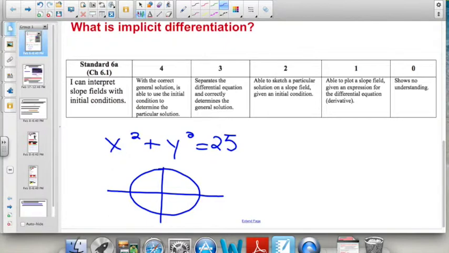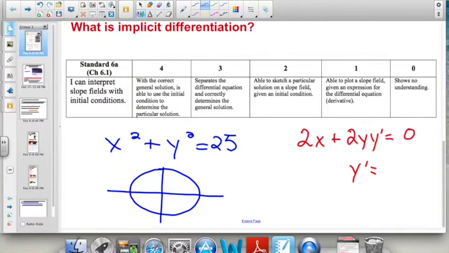So remember when we did that, we said the derivative of x squared is 2x, but the derivative of y squared is 2y, yeah, 2y prime, right? dy dx. We had to do the chain rule there because that variable wasn't an x. And then the derivative of 25 is 0. And then we could find an expression for our derivative.